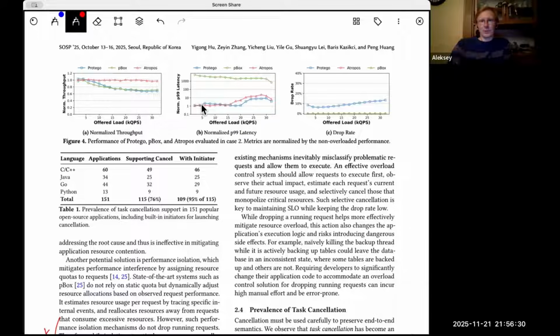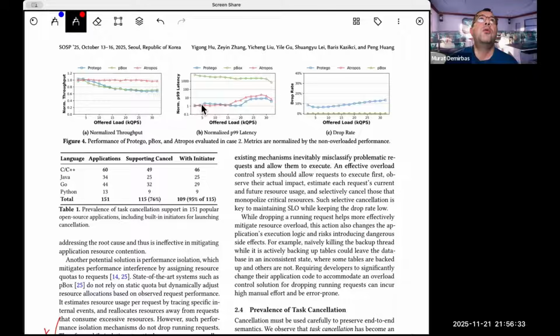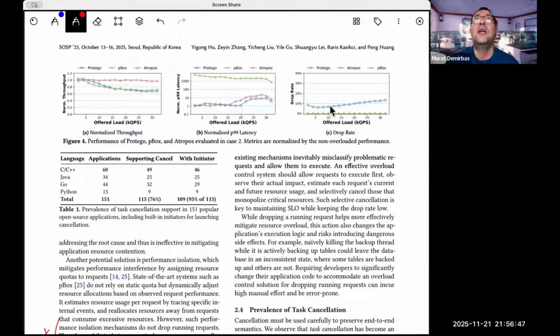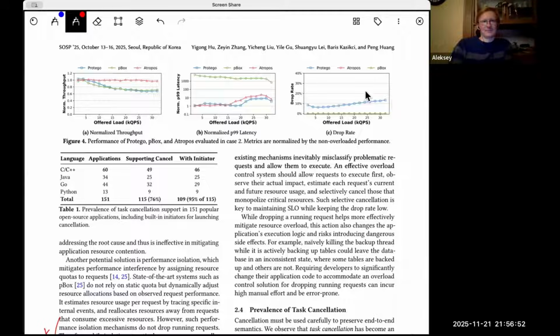Yeah, note it's a log scale here. Wow. And Protego cancels. It has less because I guess it's canceling the things that are waiting a lot. So of course it has good P99, but if you look at the drop rate, its drop rate is much higher. Okay, it's a beautiful graph, right?